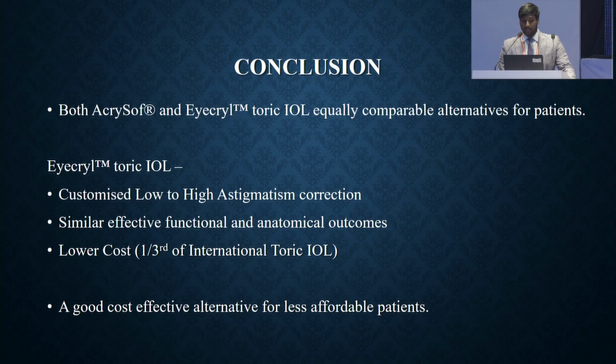Icryl Toric IOL, a customized low to high astigmatism correction, has shown similar effective functional and anatomical outcomes to the international ones. They also come at a lower cost, approximately a third of the international toric IOL cost. So it's shown to be a good cost-effective alternative for less affordable patients who cannot afford the higher priced one. Thank you.